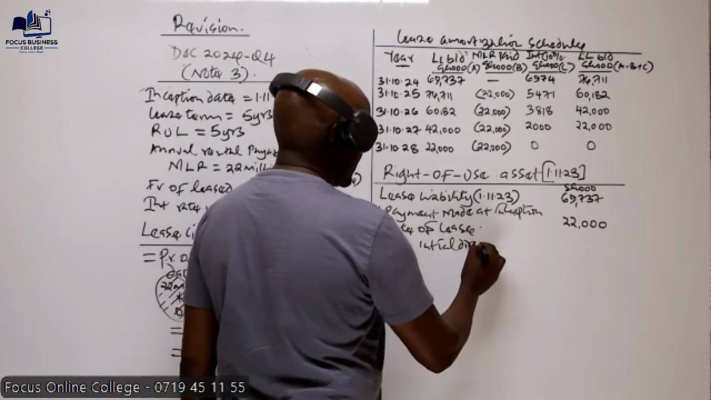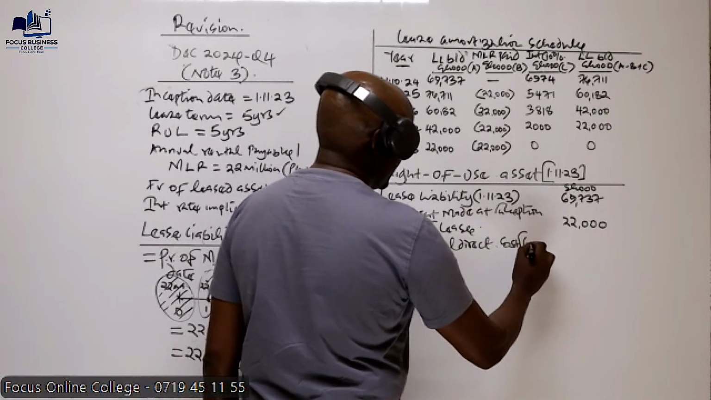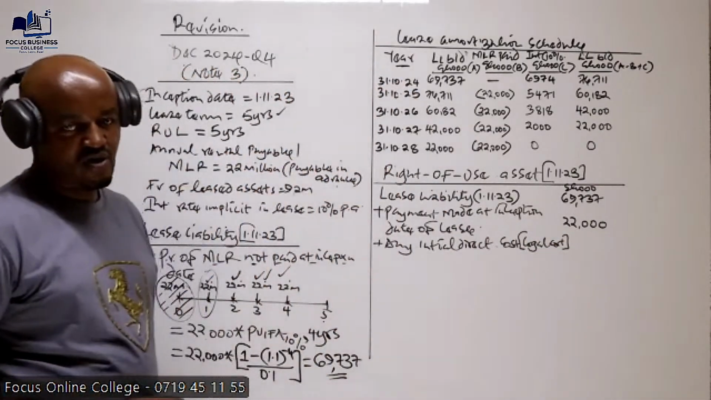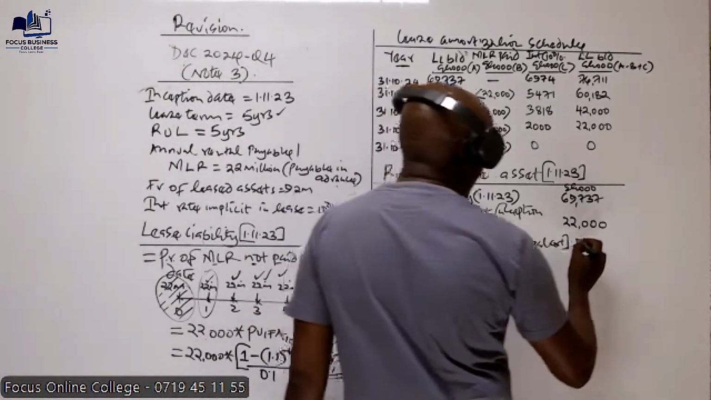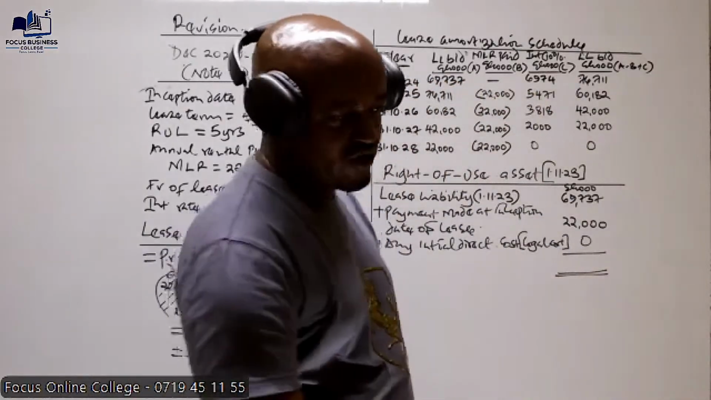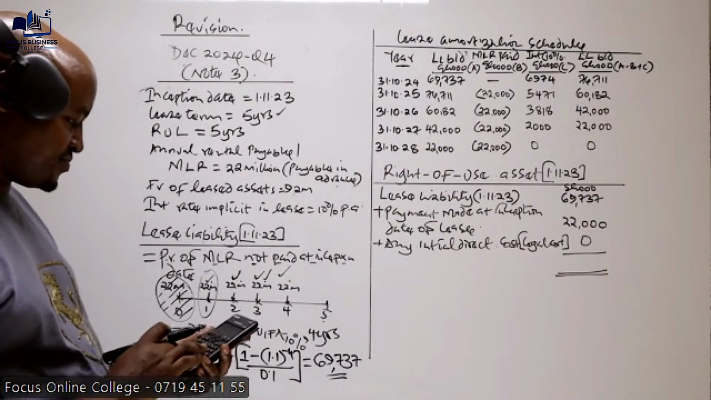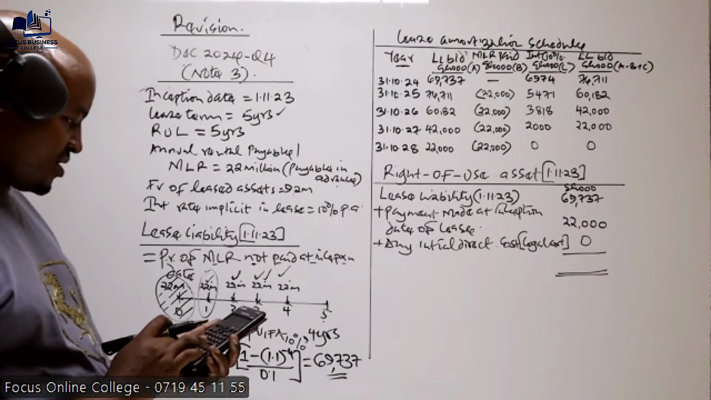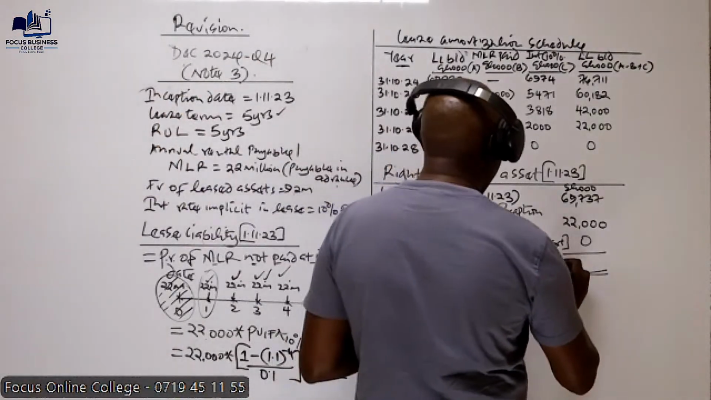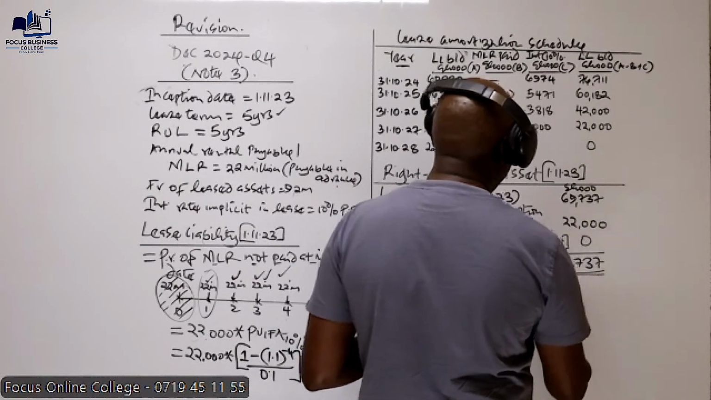Any initial direct cost associated with that is, in most of the cases, given as a legal cost. You'll be told that at the inception of the lease, there was a legal cost which was incurred. In this question, we don't have any initial direct cost. So we get the value of the right of use asset. We have 69,737 plus 22,000, and basically this will give us 91,737. So that is the right of use asset.